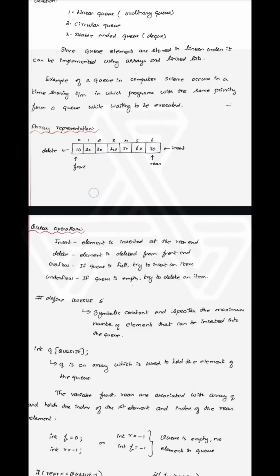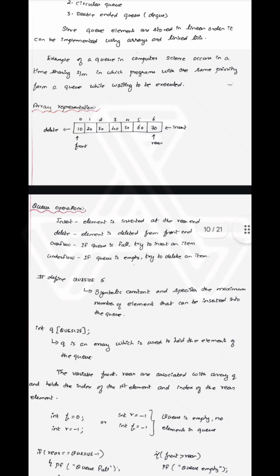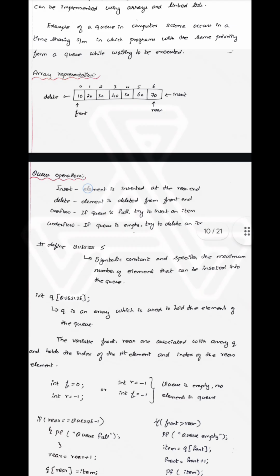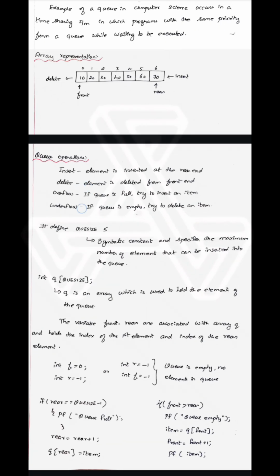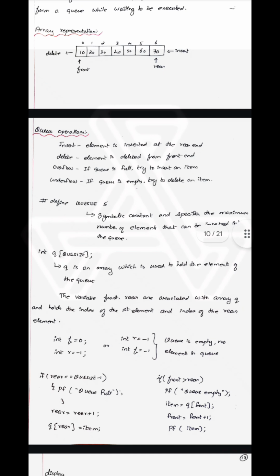Since queue elements are stored in linear order, a queue can be implemented using arrays and linked lists. An example of a queue in computer science occurs in a time-sharing system, in which programs with the same priority form a queue while waiting to be executed. Array representation: front, rear. At the rear we will be inserting. From the front we are deleting.